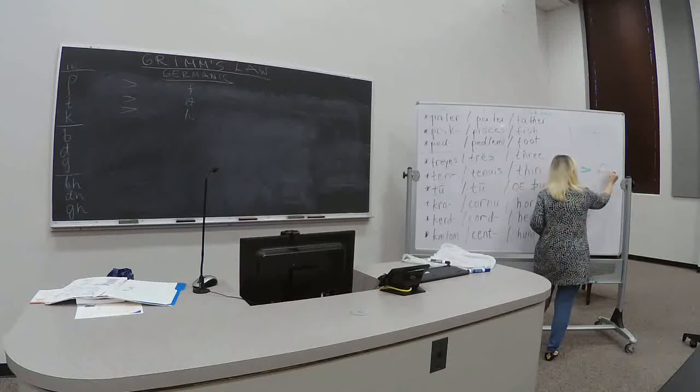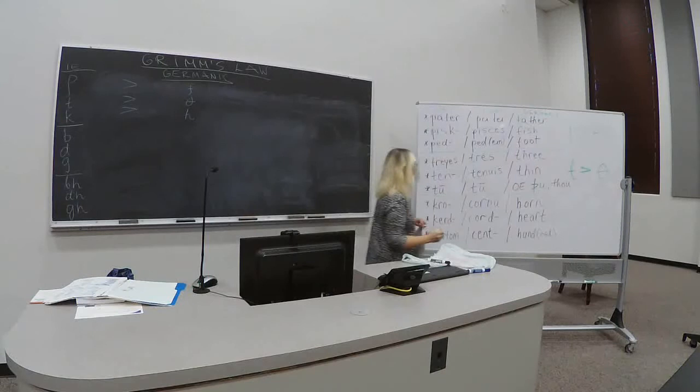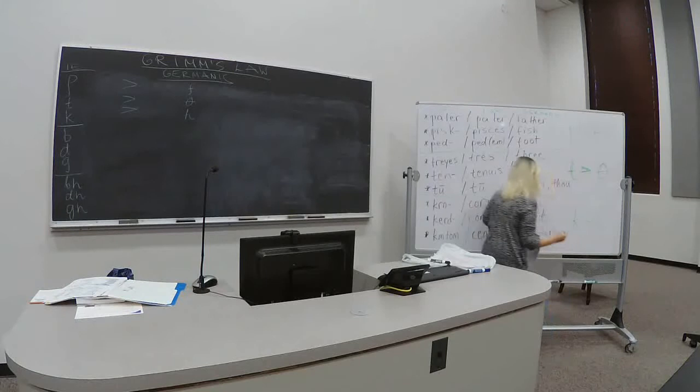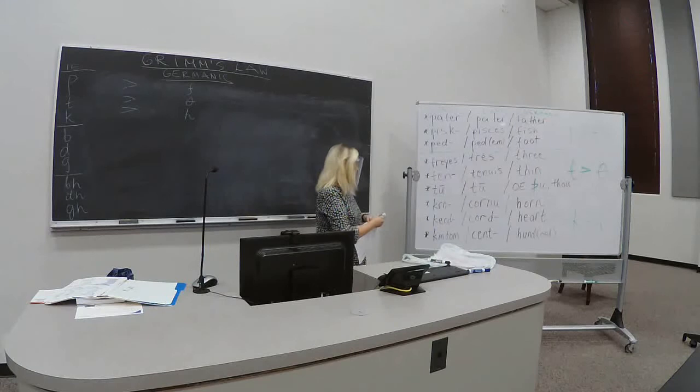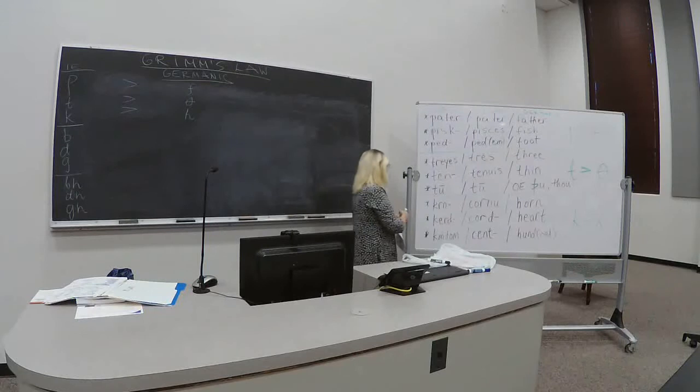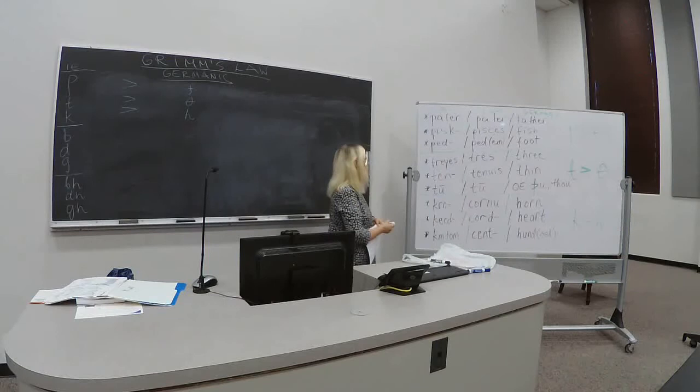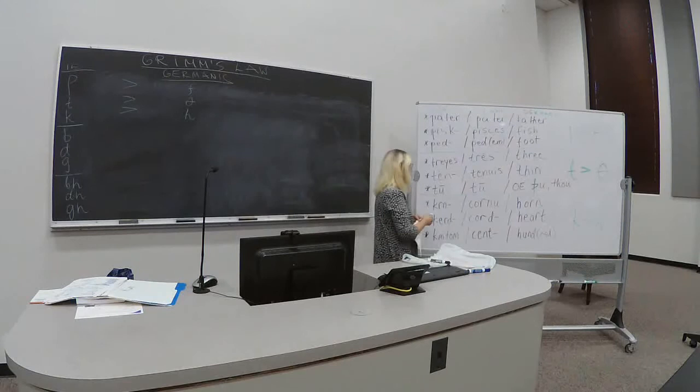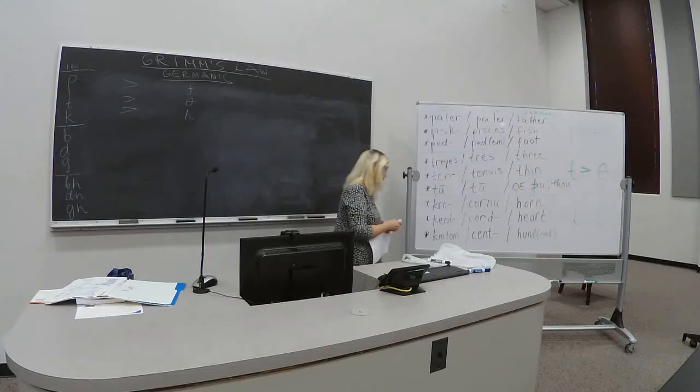And the same thing happened with k, which changed into. So the word horn has k in the European root was k. Latin retains it, and you can see that in other Romance languages the k. Heart in the European was kerd, and the beginning part of the word hundred was kmtom. Nice consonant clusters there.